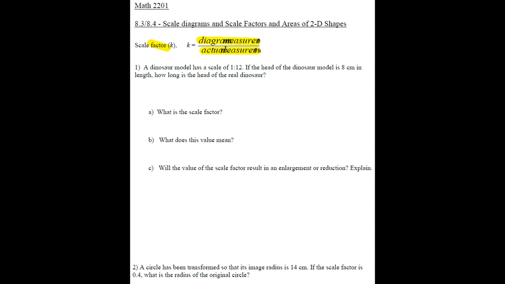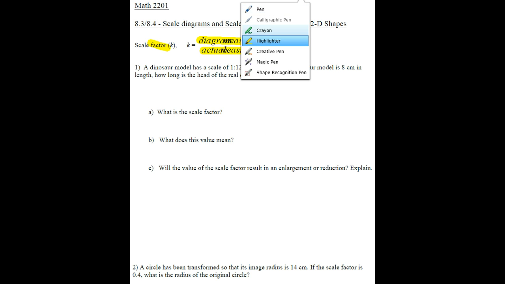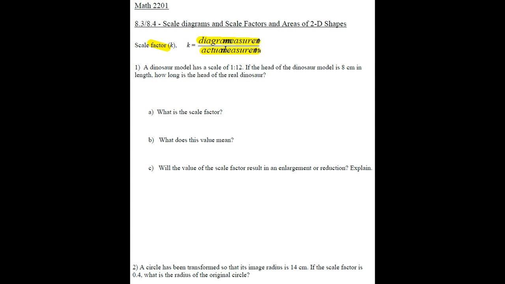This diagram model has a scale of 1 to 12. If the head of the dinosaur model is 8 centimeters in length, how long is the head of the real dinosaur? Every time we consider scale factors, or you look at models, whether it be boats, planes, or cars, you're never making them to actual size. Sometimes you're making them smaller than what they actually are. So the scale factor is just a way to let you know if the model you're looking at has been enlarged or reduced. So the scale factor here is 1 to 12.